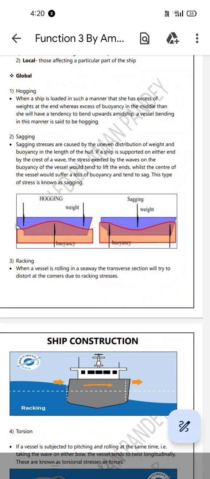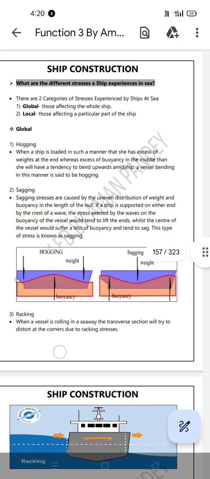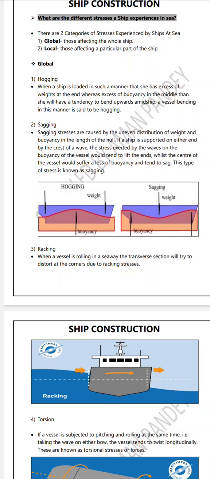Now we are discussing the definitions in ship construction. What is hogging? Basically, hogging is when a ship is loaded in such a manner that the ship has excess of weight at the ends, whereas excess of buoyancy in the middle. Then she will have a tendency to bend upward amidships.